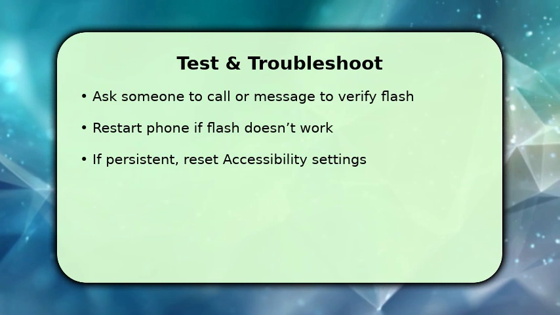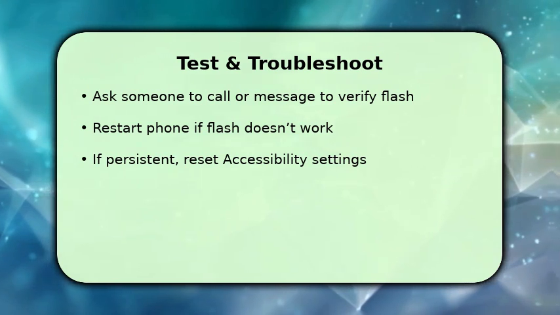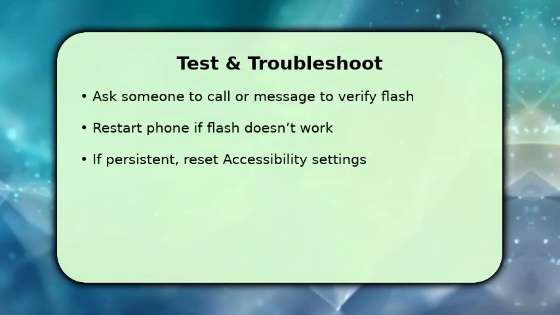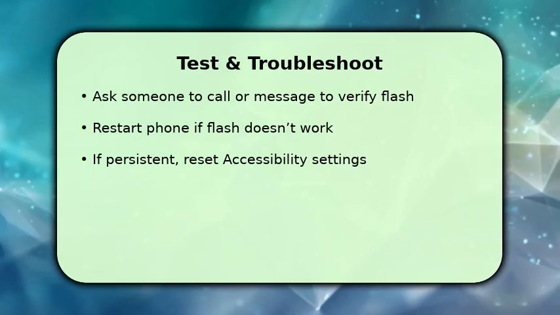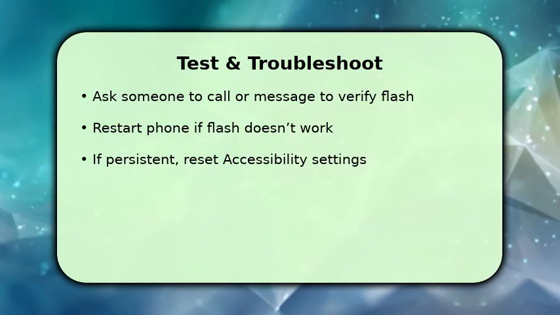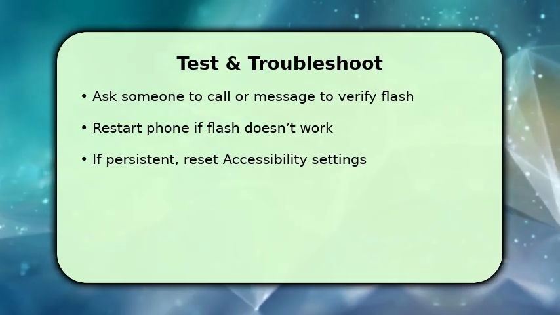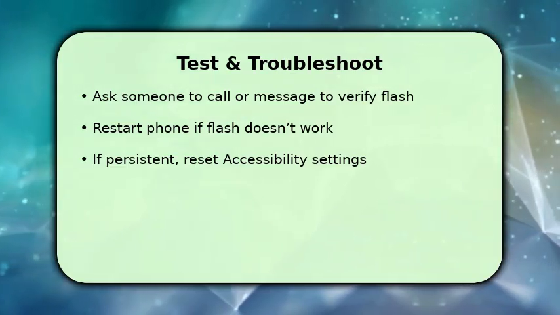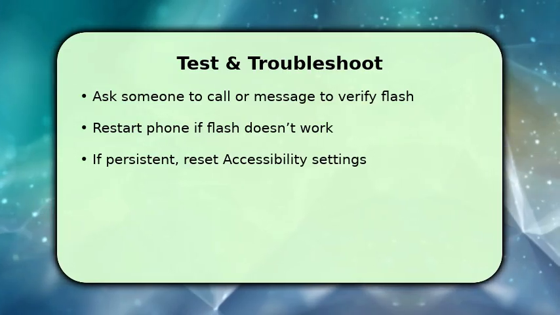If the flash doesn't blink, restart your iPhone first, because a reboot clears temporary glitches. Make sure the camera lens isn't covered and battery saver isn't limiting background behavior. If problems persist, reset accessibility settings or update iOS. That often resolves software conflicts.